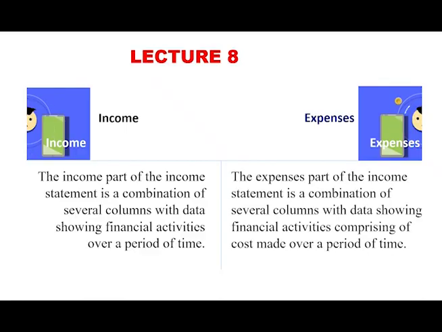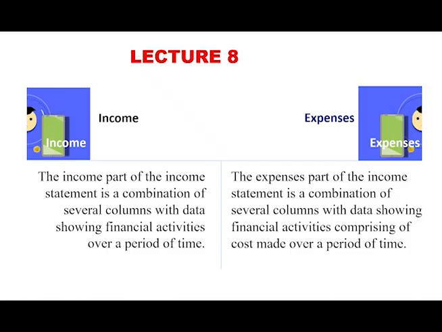The expenses part of the income statement is a combination of several columns with data showing financial activities comprising costs made over a period of time. MFIs incur expenses from different activities, and these are broken down into direct or indirect expenses. Direct expenses relate to direct expense activities, i.e., payment of salaries, while the indirect expenses, also known as overhead expenses, are expenses that keep the MFI running.